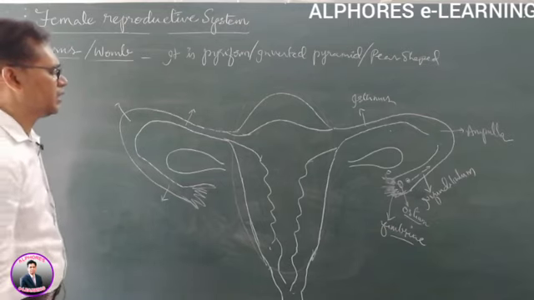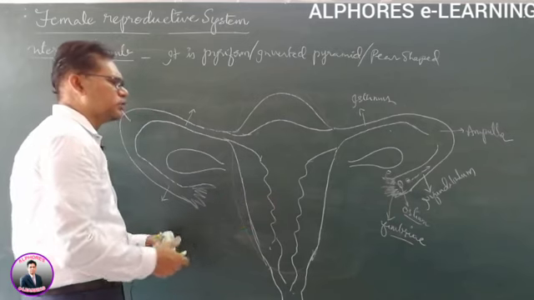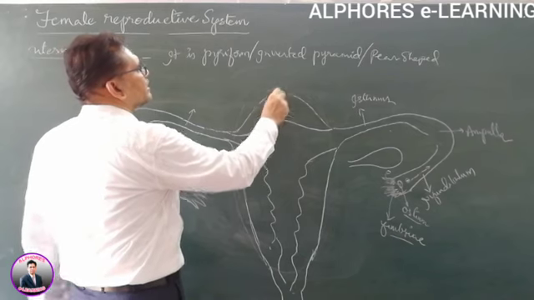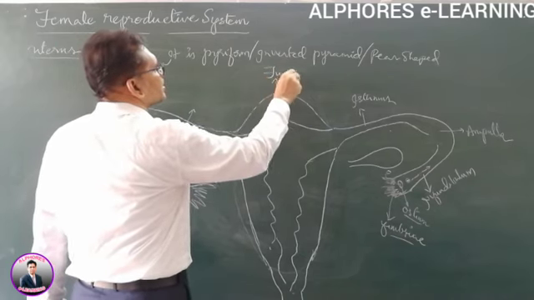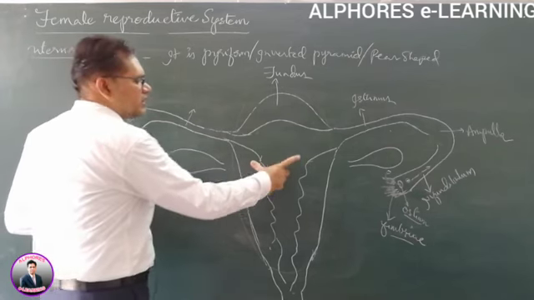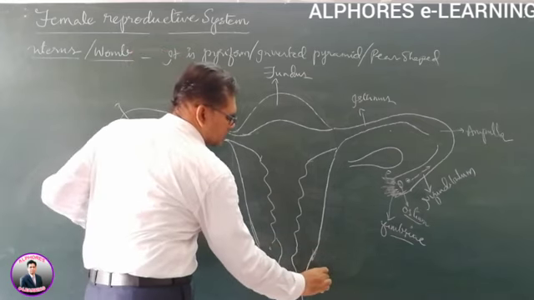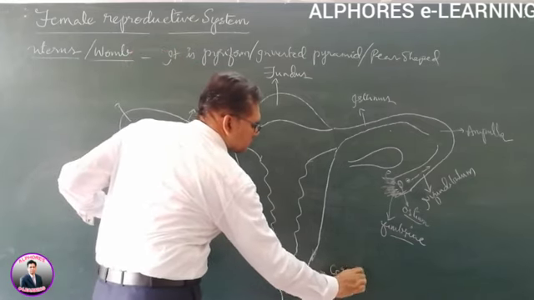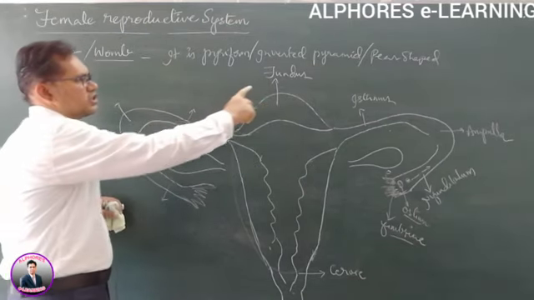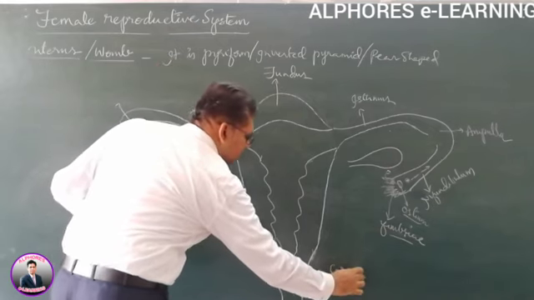Now, what are the parts in the uterus? The anterior wider part is called the fundus. Whereas this part becomes narrow, this narrow region is called the cervix. The anterior part which is broader is the fundus. The narrow posterior part is called the cervix.